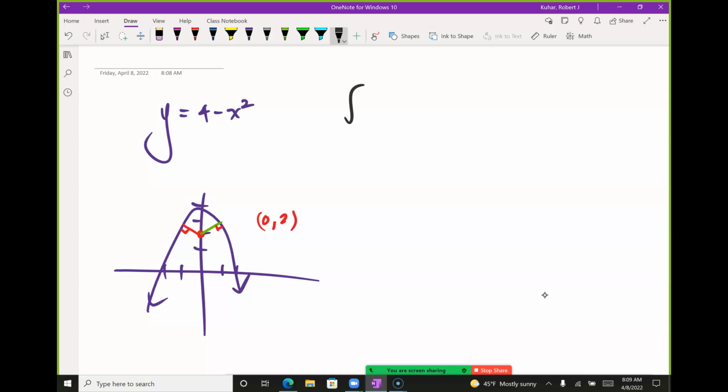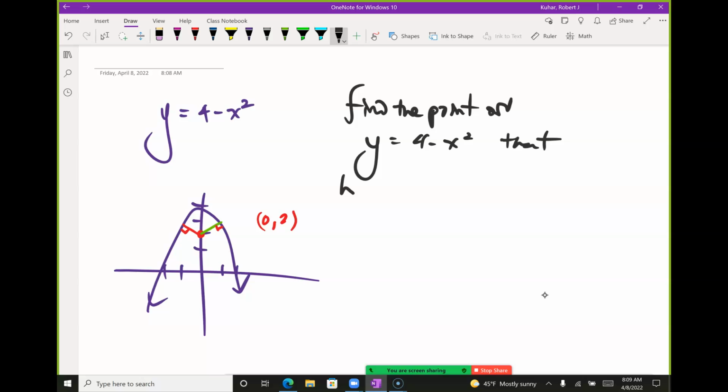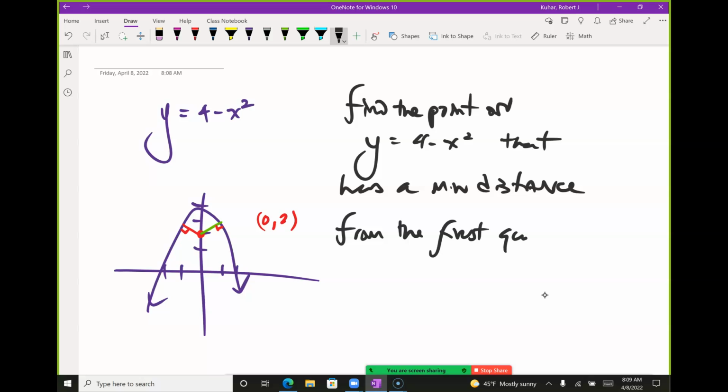So our question is, find the point on y equals 4 minus x squared in the first quadrant that has a min distance to (0, 2). Right? So we know what's going on here.